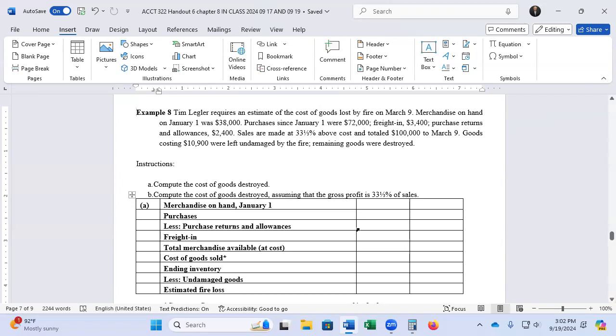Okay, so let's go ahead and calculate our cost of goods available for sale. So merchandise on January 1 was 38,000. Our purchases since January 1 were 72,000. We had purchases allowances of 2,400 that we have to subtract.